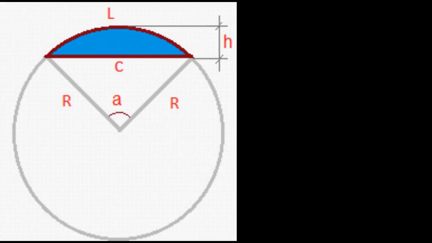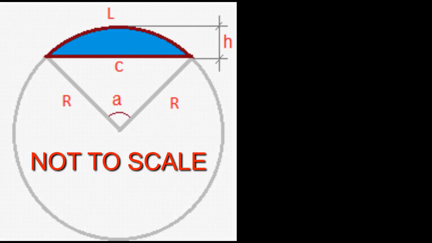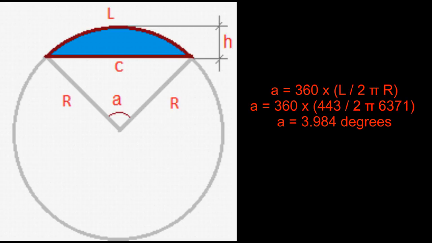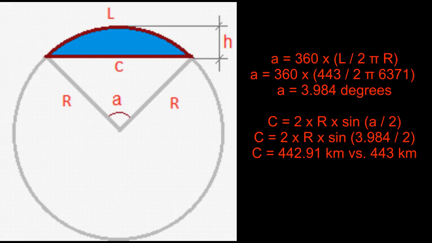First, we must calculate the angle A. And please note, this graph is not to scale, but is to illustrate the math and the method. A equals 360 times L, which is the length of the arc, divided by 2 pi r, which is the radius of the globe Earth. The answer is A equals 3.984 degrees.